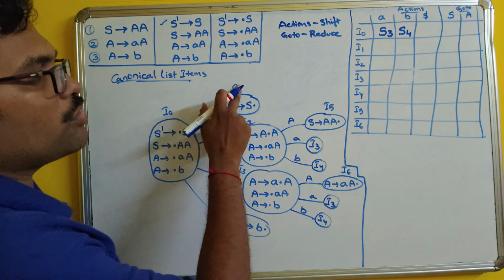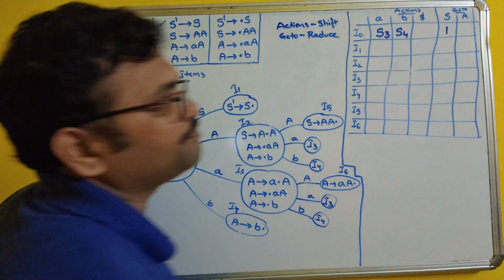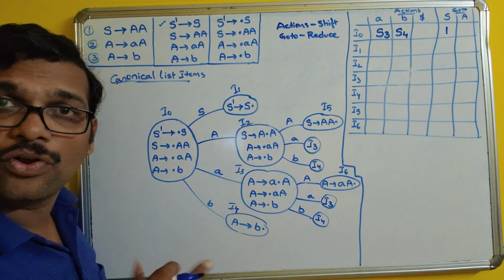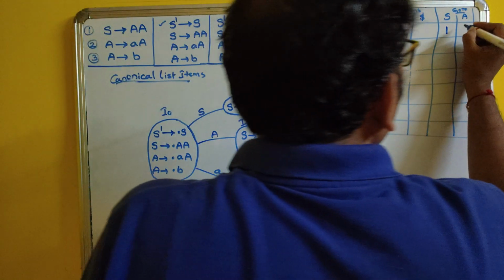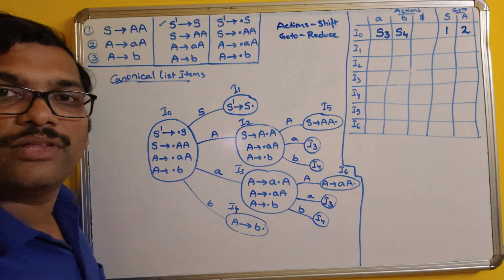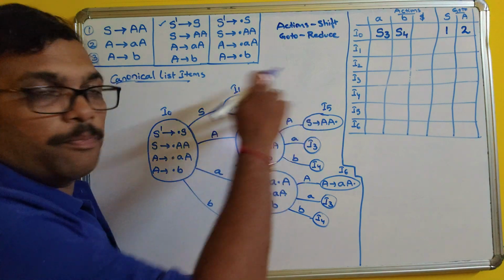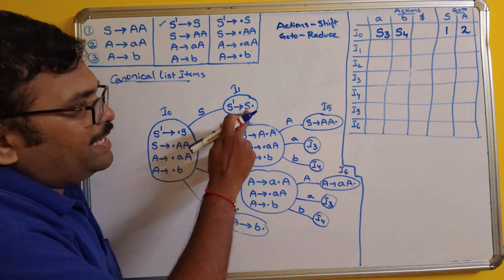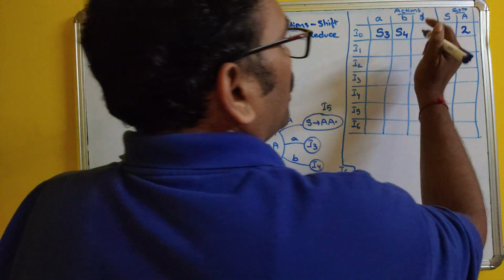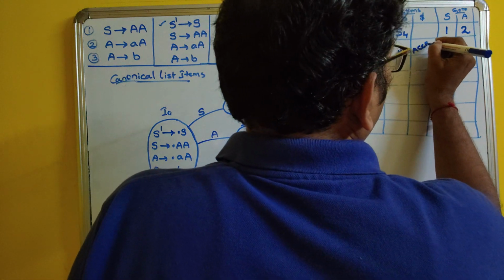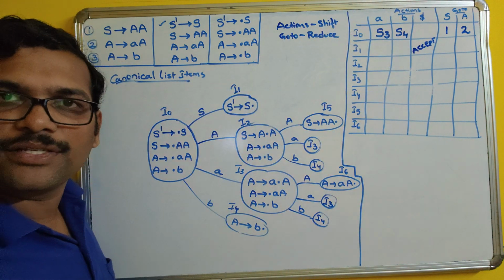Now I0 on S goes to I1. So here give only the numbers. Don't go with the shift or anything. So give the numbers. And I0 on A goes to I2, so I'll give the number 2. Now coming to I1. I1 is not able to process further. S dot means the start symbol has been parsed. So I1 on dollar will be the accept stage.